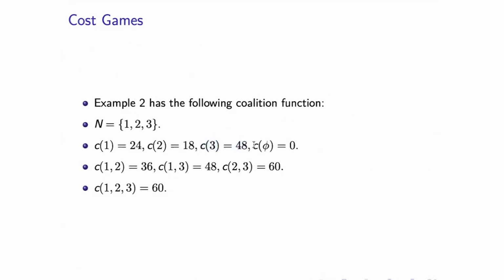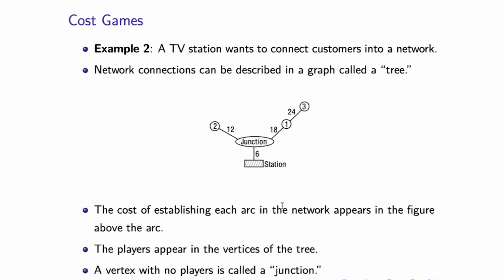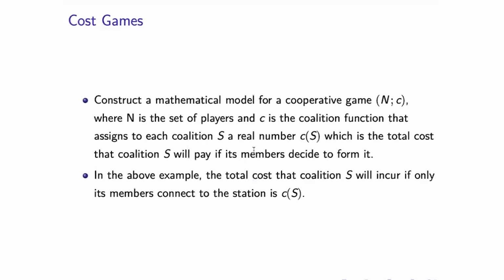As usual, if nobody is connected to the station, then the cost incurred is 0. Now, what happens if both 1 and 2 are connected to the station? Then the cost is given by 6 plus 18 plus 12, because you have to build the first connection between station and junction, and then a connection from junction to node 1 and from junction to node 2. Adding up, this is 36.